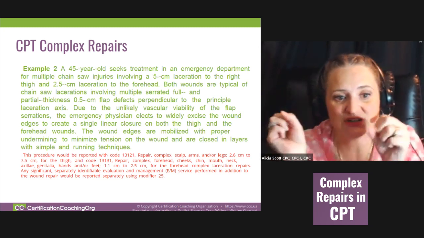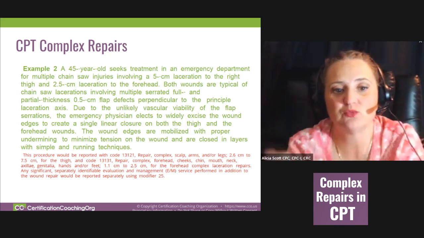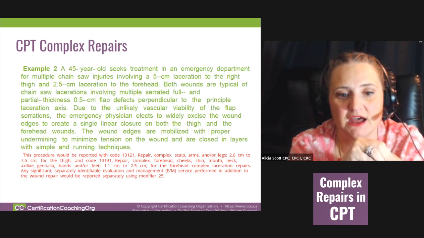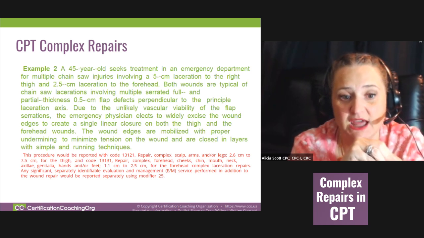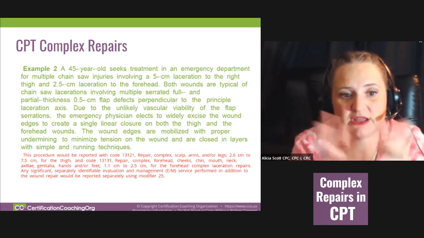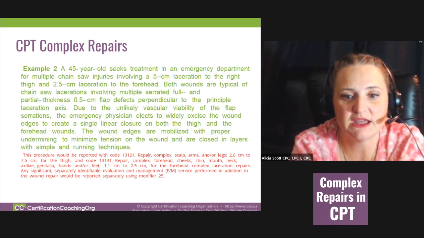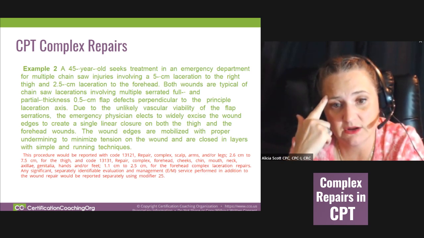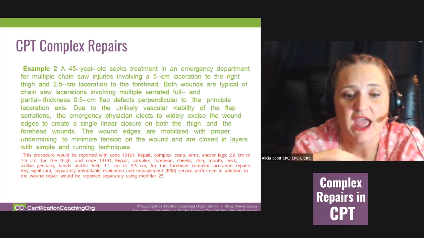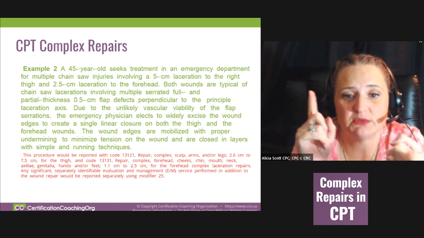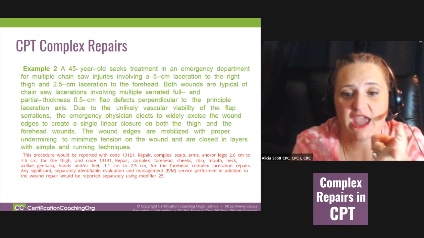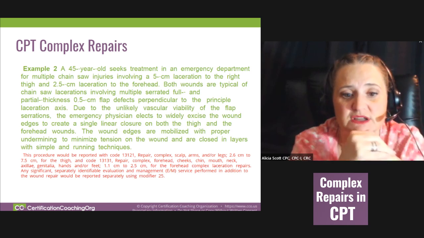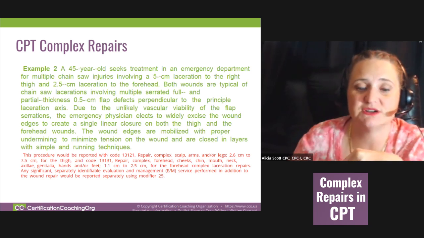So tension, ding, ding, ding, layers, ding, ding, ding, with simple and running techniques. All of that is something that should be a heads up that this is a complex. So again, they have got 2 codes because we have the one on the head and we have one on the thigh. Make sure you know that it's going to be complex, location, and then length. Okay, so we have both of those that tell us. Those are our ding, ding, dings.